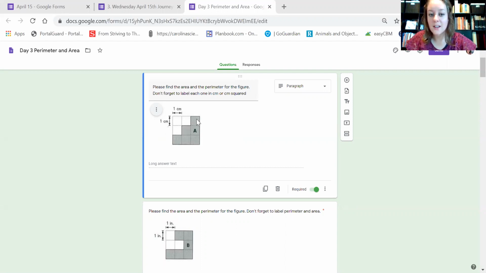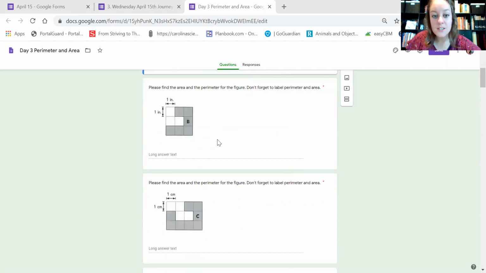And then the area is how many squares this is. So let's count the squares. So we have 1, 2, 3, 4, 5, 6. So the area is 6 centimeters squared because we counted 6 square centimeters. Does that make sense? So that's what you get to do for these figures. You get to find the perimeter and the area.